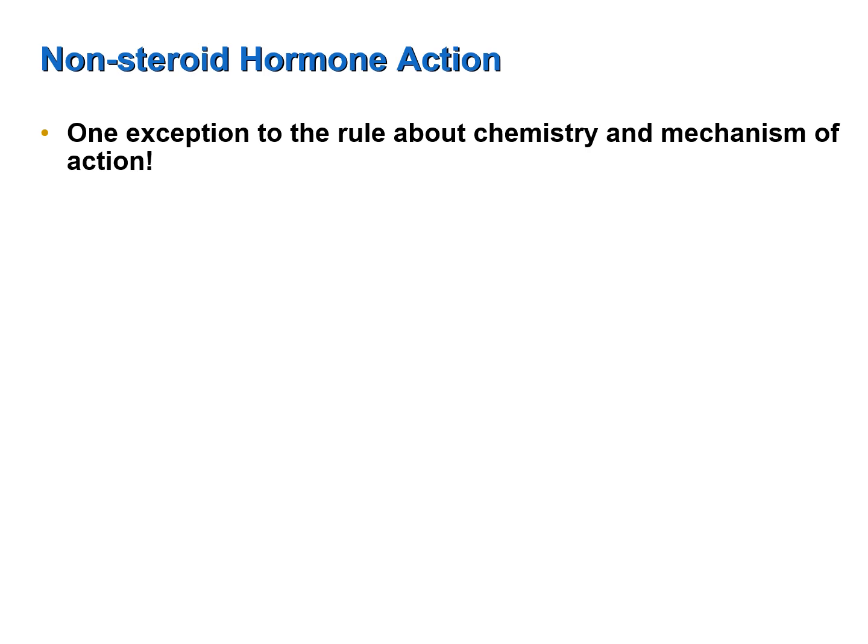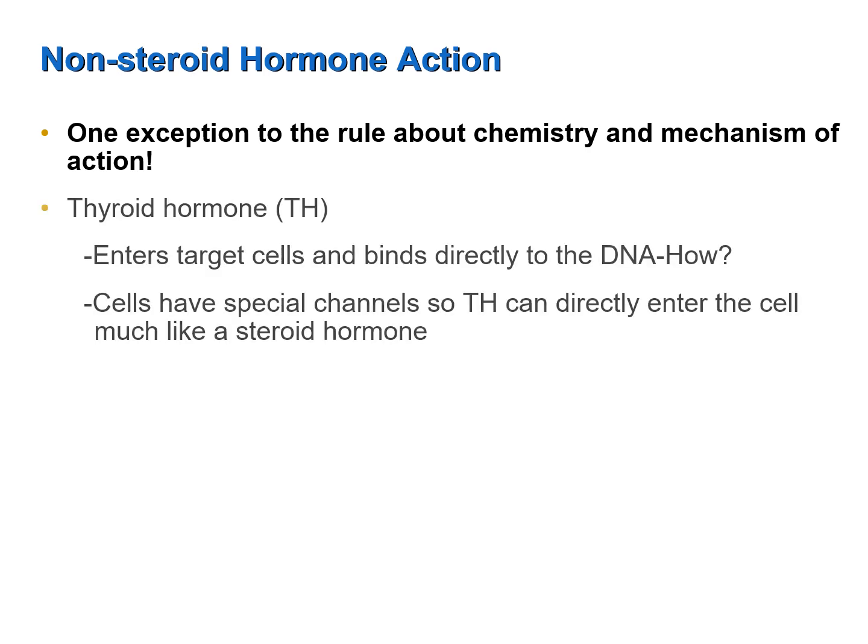So I mentioned that if you know the chemistry of a hormone, you know its mechanism of action. That is, if you know that a hormone is a steroid hormone, you know that it passes through the plasma membrane and binds intracellular receptors, which then bind to the DNA and turn genes on and off. And if you know a hormone is a non-steroid hormone, it works through second messengers. However, there is one exception to the rule about chemistry and mechanism of action, and that is thyroid hormone.